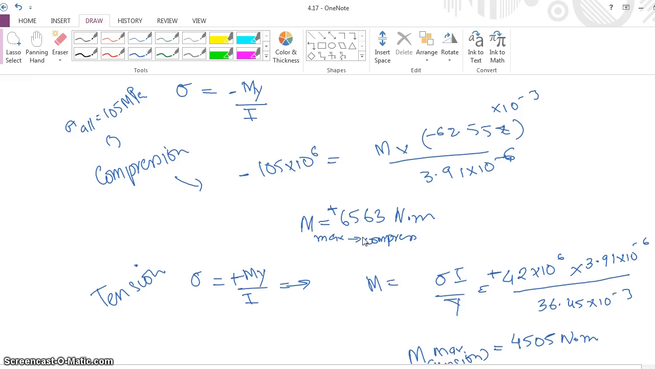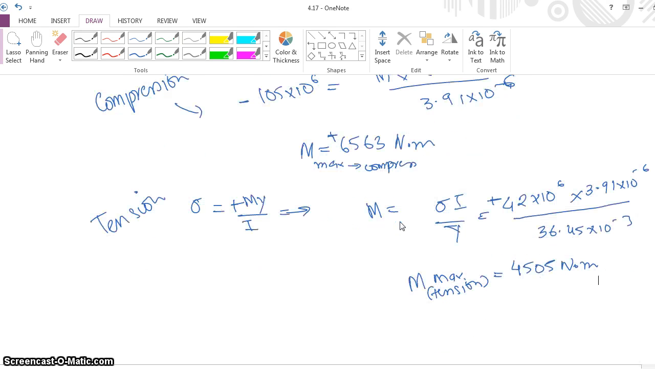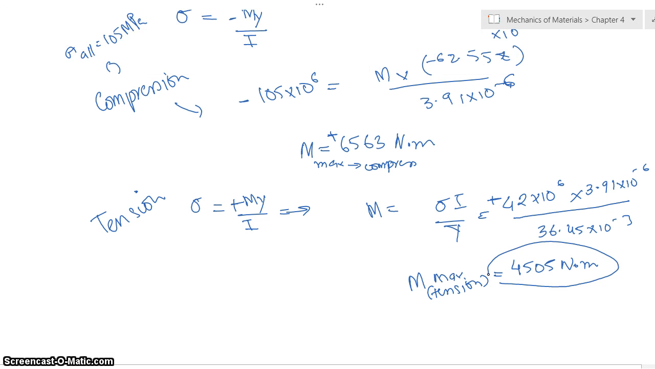So after doing our calculations, we found that the maximum moment that can be applied if you use compression is 6560 Newton meter, and for tension it will be 4505 Newton meter. So the least that satisfies both of them is this one. So this is our maximum moment.